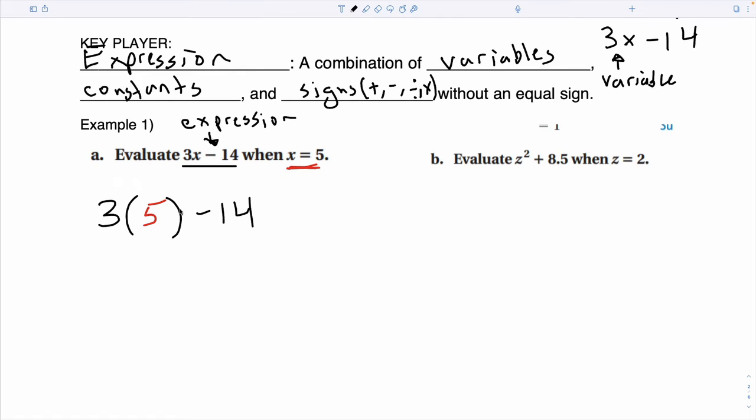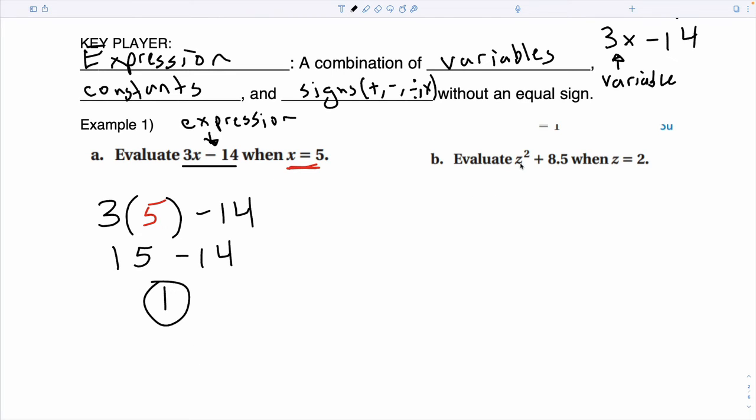3 next to a 5 in parentheses is what operation, Taylor? 3 next to parentheses is what operation? Multiply. 3 times 5, whole class. 15. Keep writing it down. Notice how I stacked the 15 underneath. And 15 minus 14 is, Josiah, what was your answer? So this entire thing, when x is 5, equals 1.